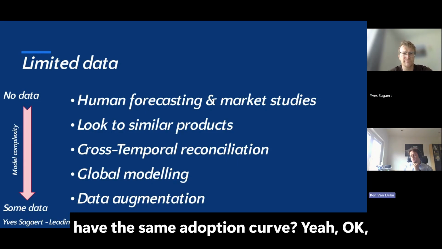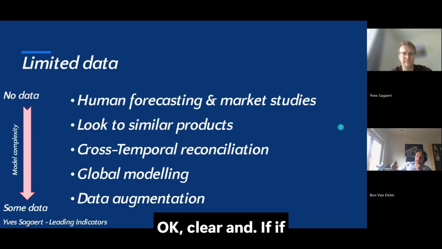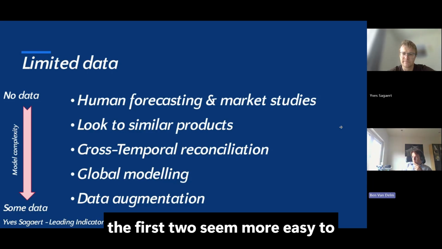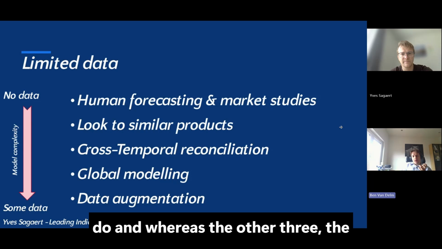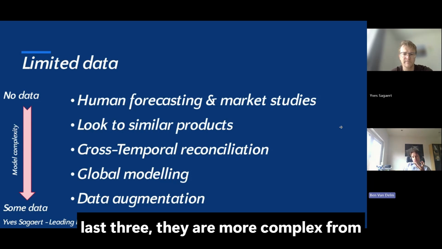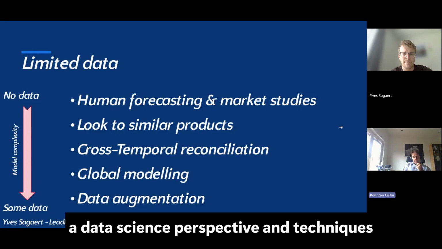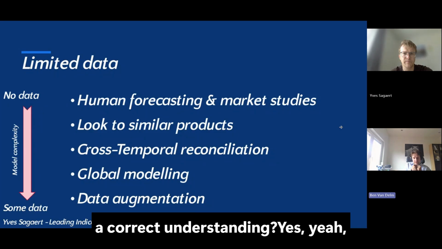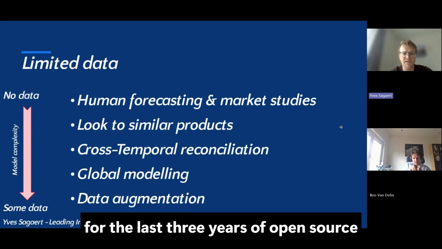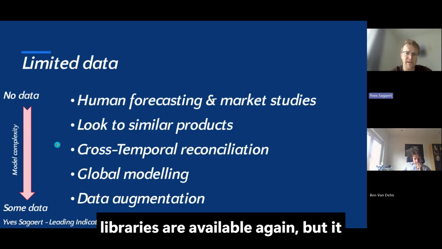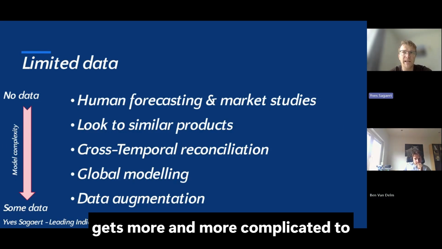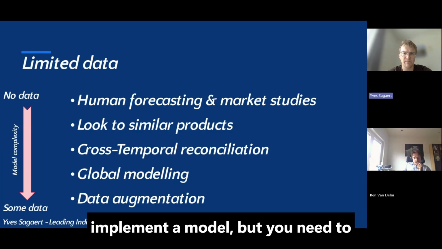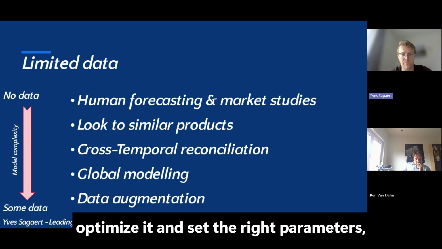Yeah. Okay, clear. And if I look at these different ways, the first two seem easier to do, whereas the last three are more complex from a data science perspective and in the techniques that you have to undertake. Is that a correct understanding? Yes. For the last three, a lot of open source libraries are available again, but it gets more and more complicated to implement them and to implement them well, because sometimes it's easy to implement a model, but you need to optimize it and set the right parameters, of course.